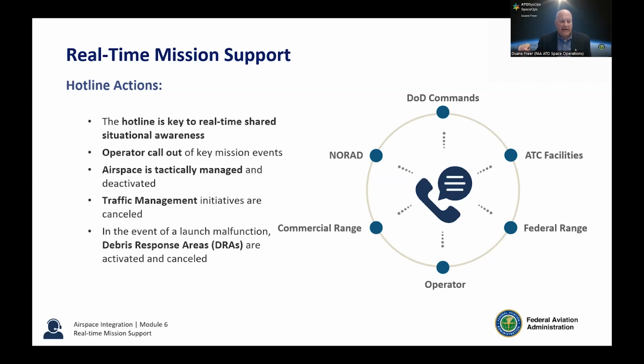The airspace is tactically managed and released over this hotline. The range will release airspace back to the air traffic system after those debris fall times are exceeded, and air traffic facilities are on there with us, and we'll be able to start running traffic back through those previously closed airspaces. In the event of a launch malfunction, the DRA, the debris response area, will be activated via this hotline. And again, we'll message that out to our air traffic facilities and the other stakeholders involved, and they will start taking action based on that call out.